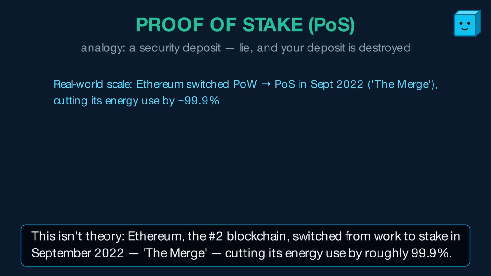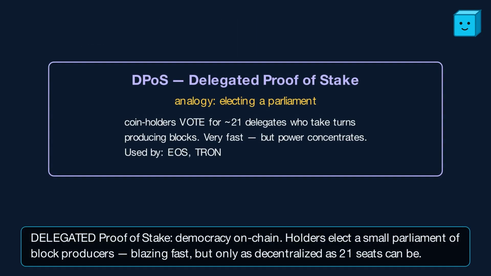This isn't theory. Ethereum, the number 2 blockchain, switched from work to stake in September 2022. The merge, cutting its energy use by roughly 99.9%. Delegated proof of stake. Democracy on chain. Holders elect a small parliament of block producers, blazing fast, but only as decentralized as 21 seats can be.